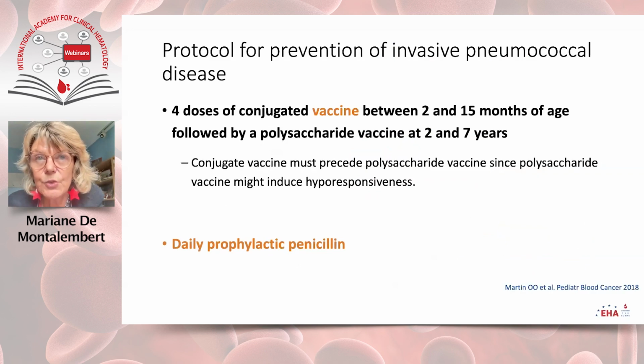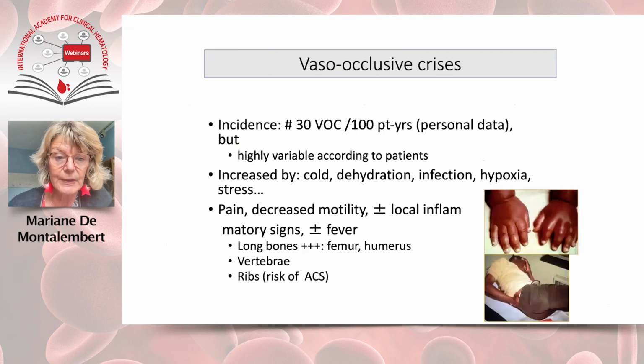So now we are going to see what is implemented at birth. We try to prevent invasive pneumococcal diseases, which in 2024 are everywhere the first cause for death. 4 doses of conjugated vaccine, followed by a polysaccharide vaccine, since you know that conjugate vaccine must precede polysaccharide vaccine, which can induce hyporesponsiveness, combined with daily prophylactic penicillin.